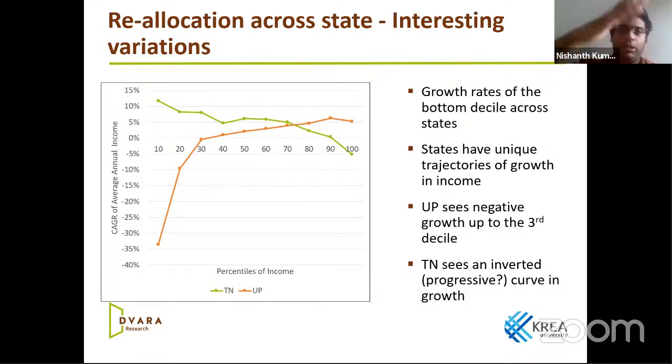So in Tamil Nadu, you see across the percentiles of income, the CAGR has a more positive trend, which means the incomes are rising at the lower end of the income distribution, and growth rates are negative at the higher end of the income distribution, whereas in UP it's the exact opposite.